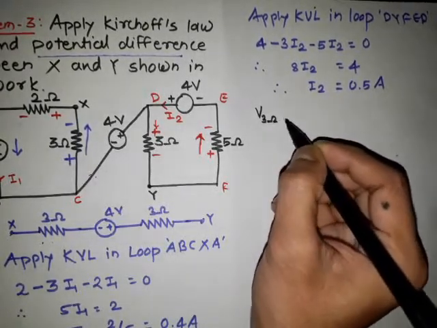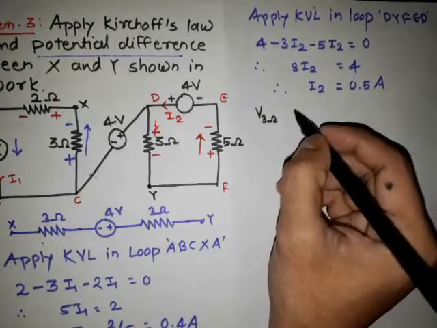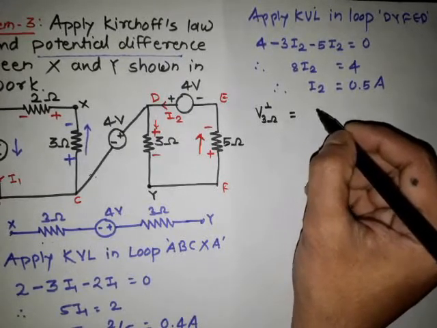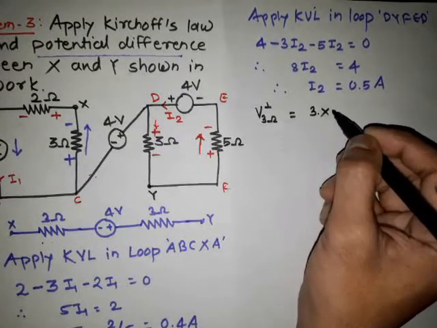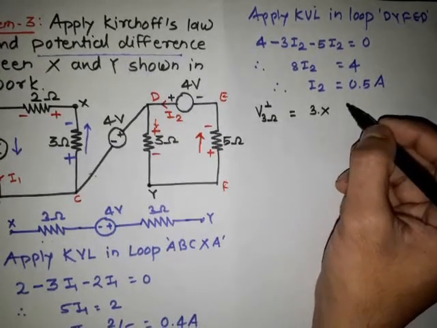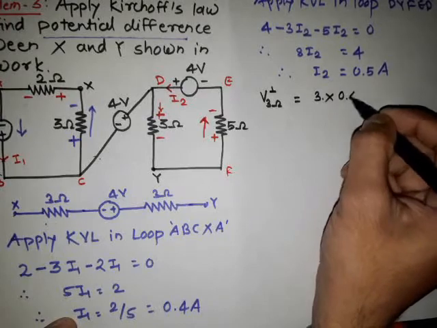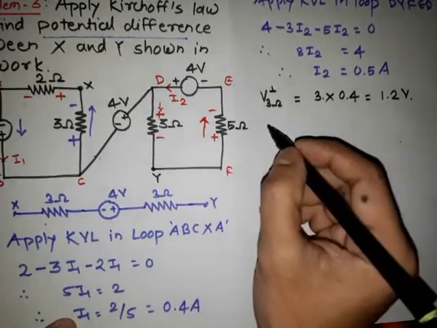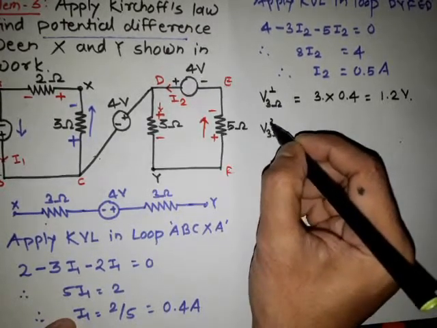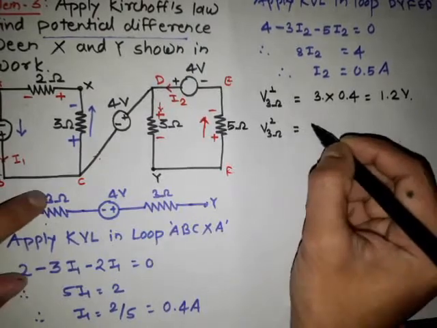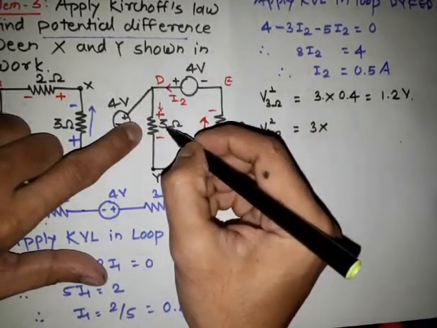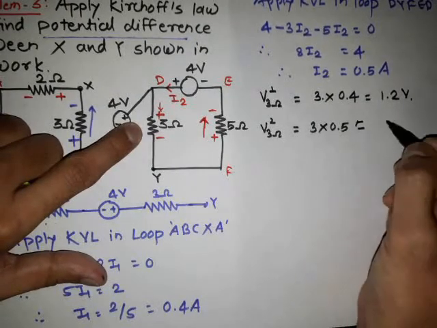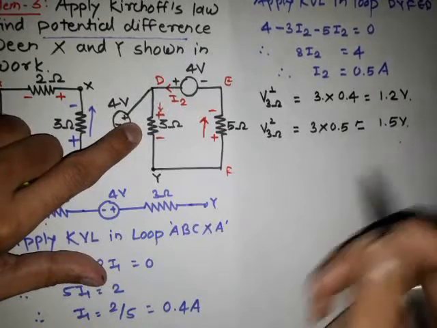Now we have to find the voltage across the 3 ohm resistor in the first loop, which is equal to 3 into the current flowing through it, I1, which is 0.4 ampere, and it is equal to 1.2 volt. And the voltage across the 3 ohm resistor in the second loop is equal to 3 into the current flowing through it, I2, and I2 is equal to 0.5 ampere, which is equal to 1.5 volt.